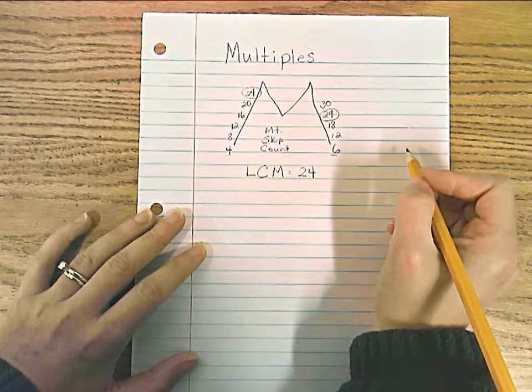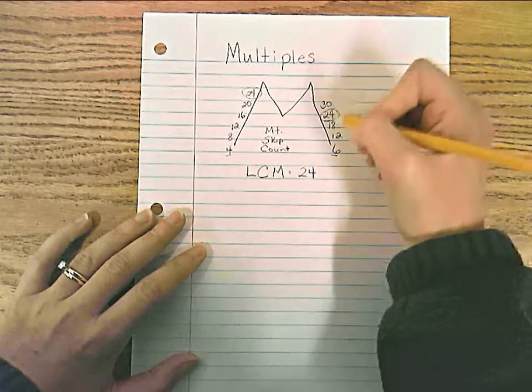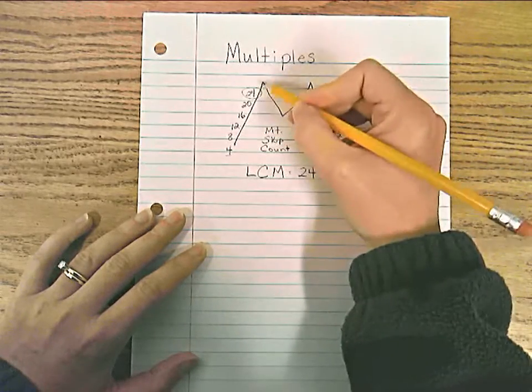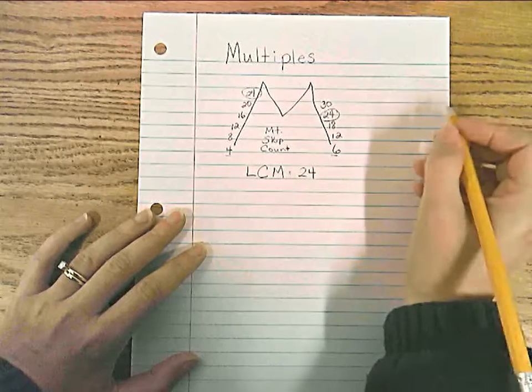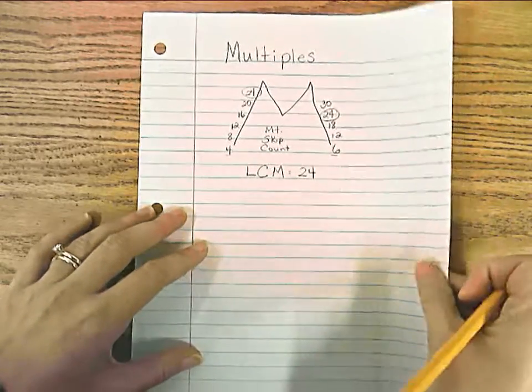Sometimes on a test, they might ask you to find all the common multiples. In that case, you would need to continue climbing up your mountain to find all of the available choices. Let's try another example.